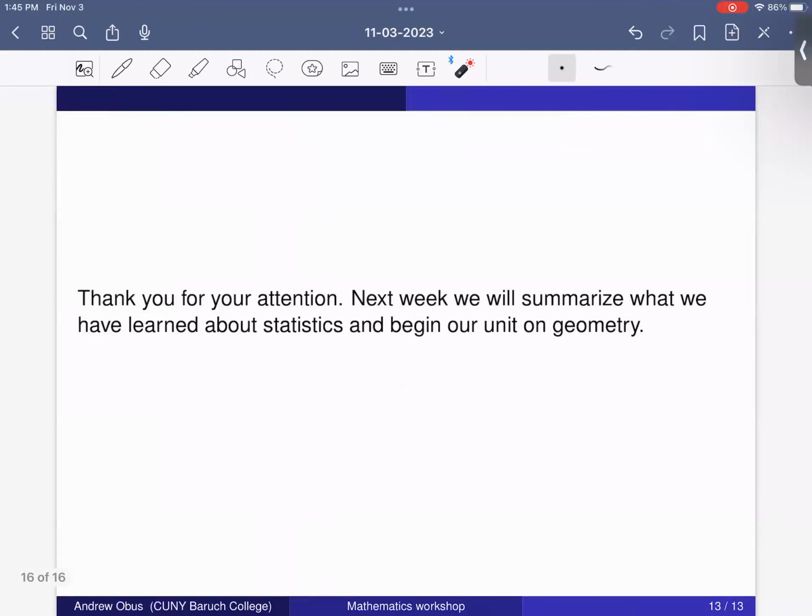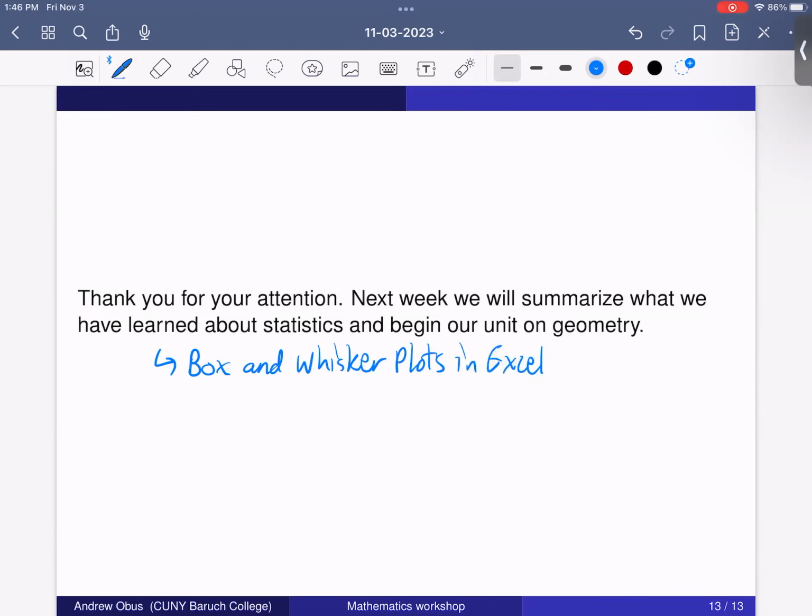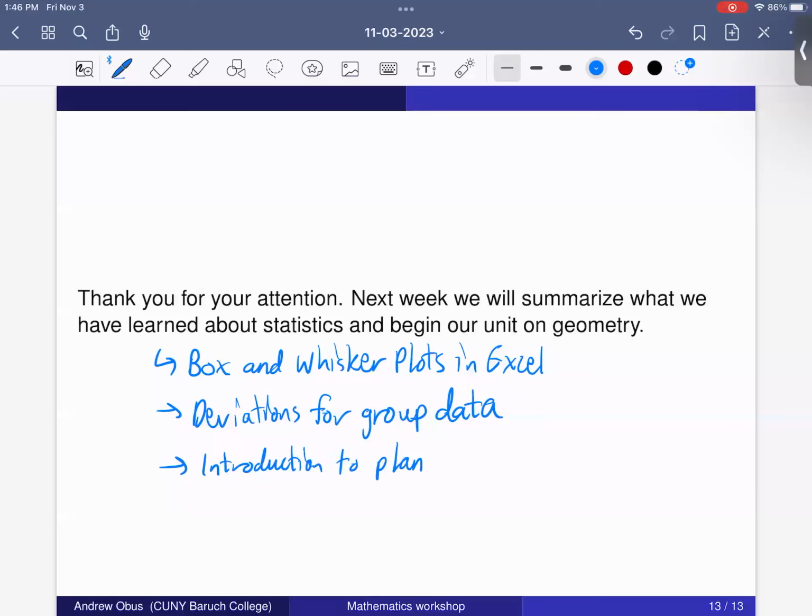And then lastly, next week we'll summarize what we've learned about statistics, but we'll do a couple more things. We'll do box and whisker plots in Excel, and we'll do deviations for group data. And then maybe, we're not going to be doing much about geometry, but we'll do a little introduction to plane geometry.